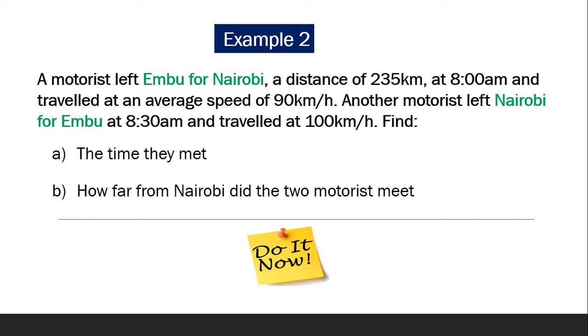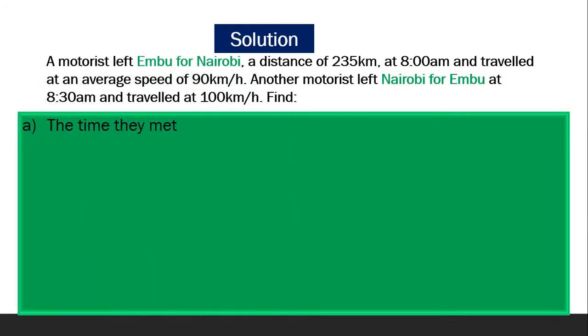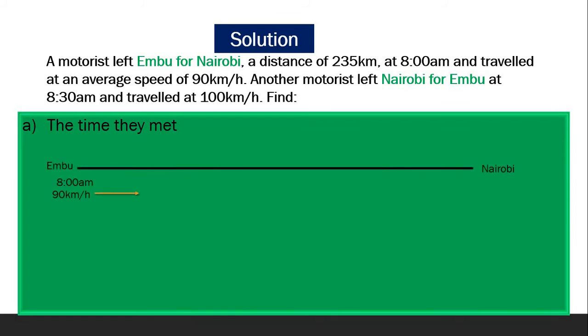So the first thing, before you answer that question on relative speed, we need to consider, are they moving in the same direction or approaching each other? As we can see, the first motorist left Embu for Nairobi, and the other one left Nairobi for Embu. That means they are approaching each other. So, the time they met.